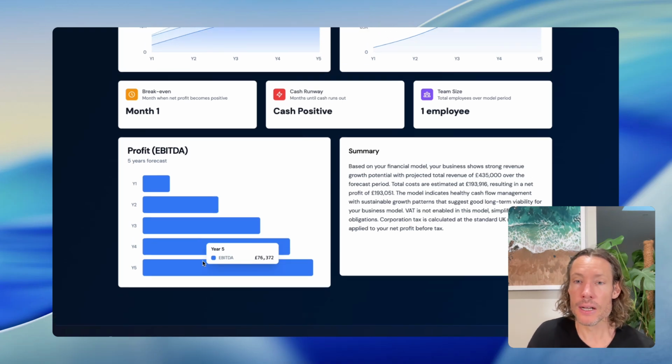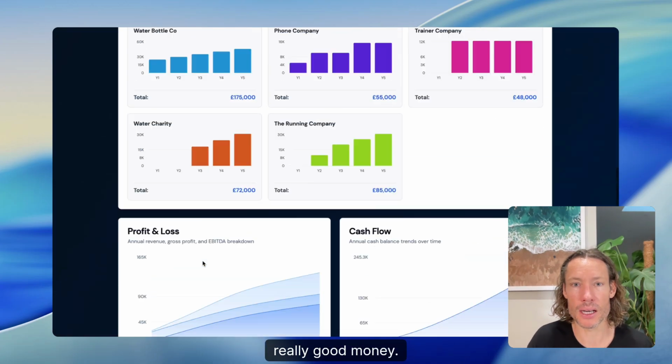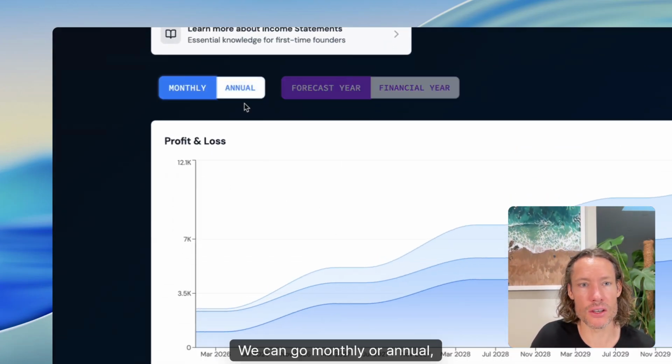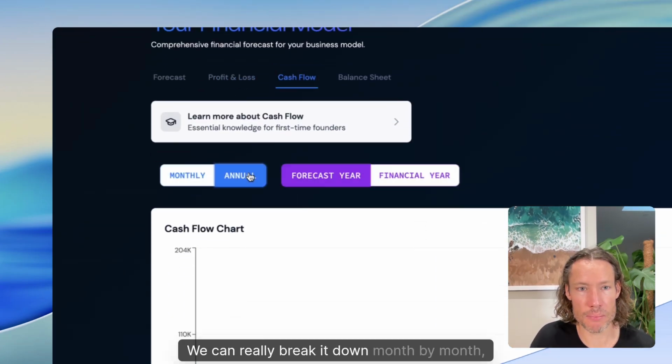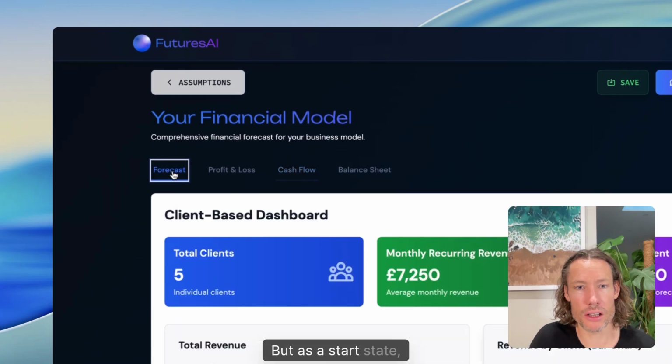And year 5, we've steadily built a solid client base. We've got a range of freelancers working for us and we're starting to make really, really good money. And we can dive into the profit and loss for it. We can go monthly or annual. We can look more at the cash flow. We can really break it down month by month and see how that's working. But as a start state, it looks really good.